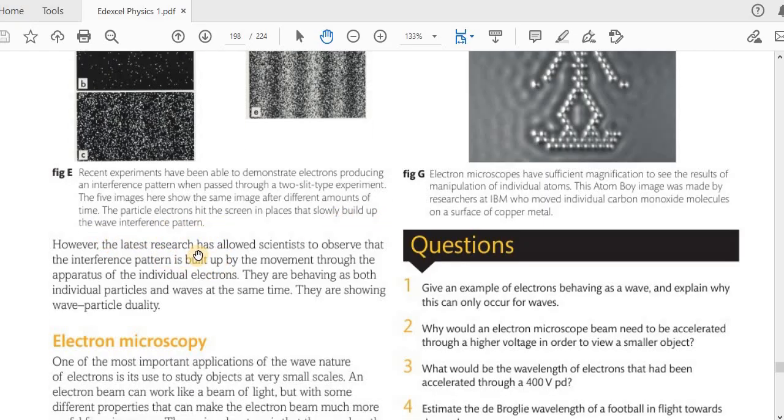However, the latest research has allowed scientists to observe that the interference pattern is built up by the movement through the apparatus of the individual electrons. So you can see again, the interference pattern is built up by the movement through the apparatus of the individual electrons. They are behaving as both individual particles and waves at the same time. They are showing wave-particle duality.